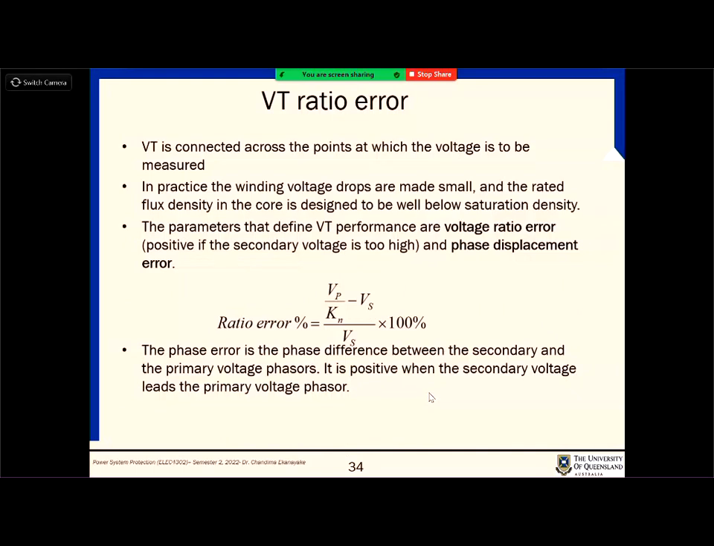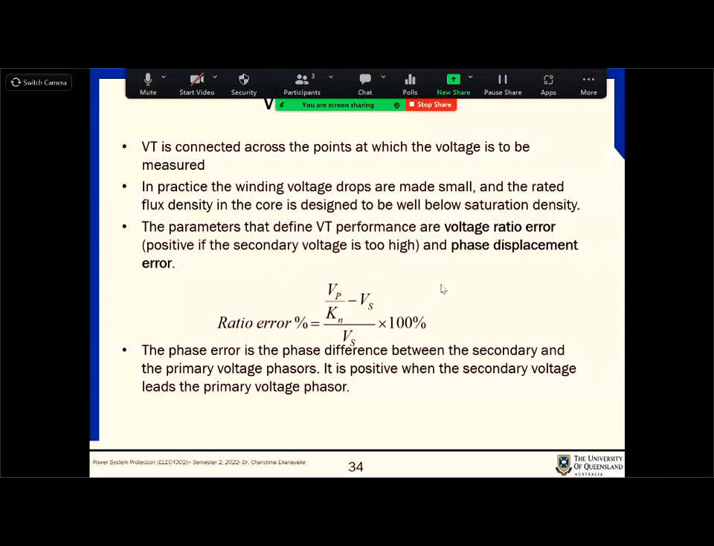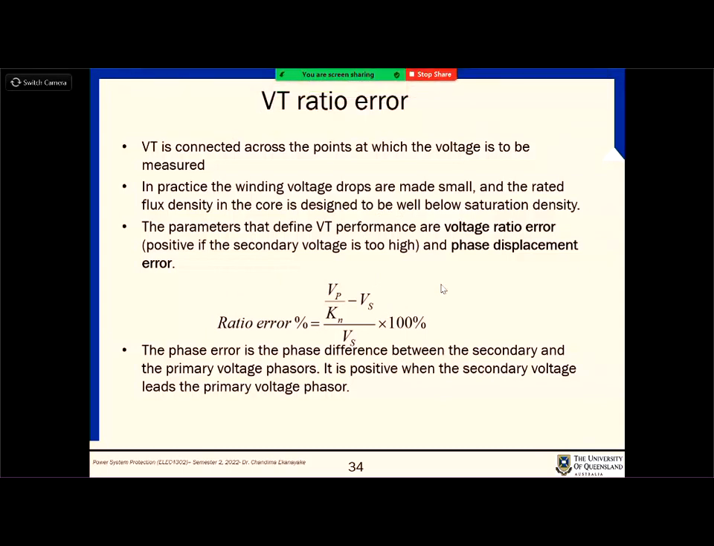Then again, we need to look at the errors, right? Errors: we want to minimize the errors when we do the measurements. So how do we do that? First we need to define what is an error. For a CT there are two types of errors, because if you are looking at the measurement of the secondary side, the magnitude that you measured is not the expected one, therefore there is an error.